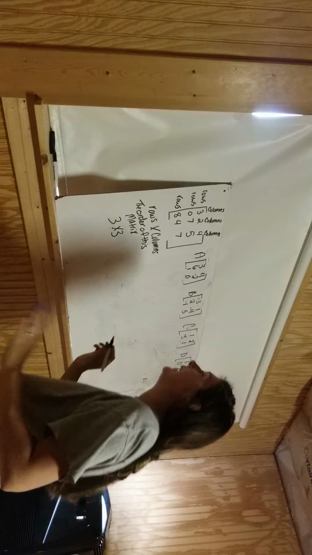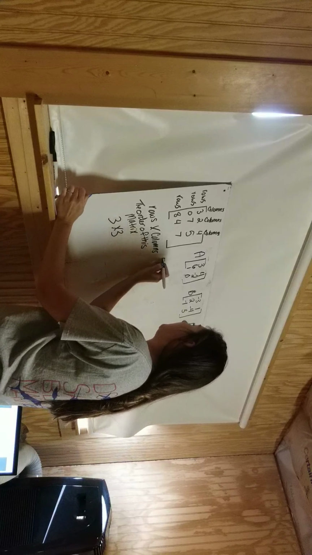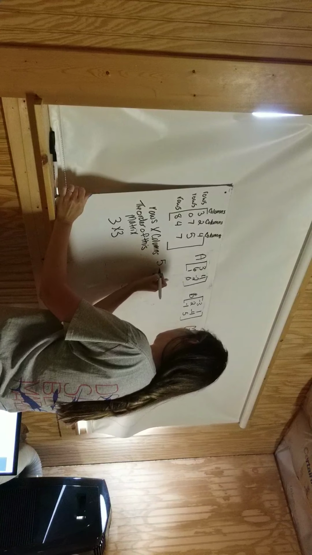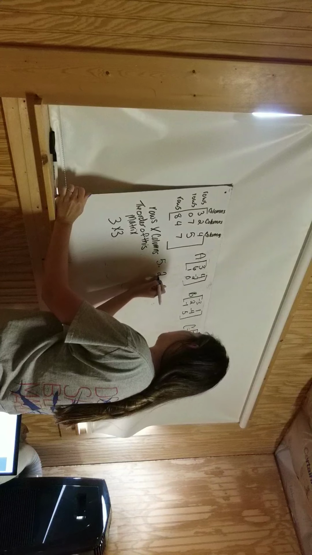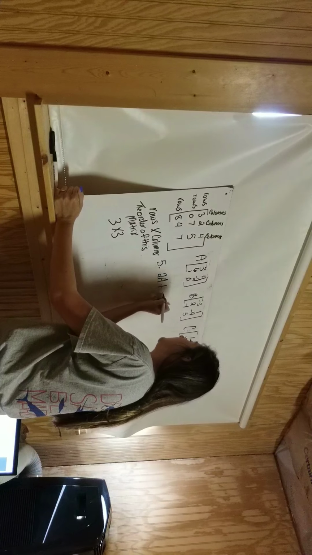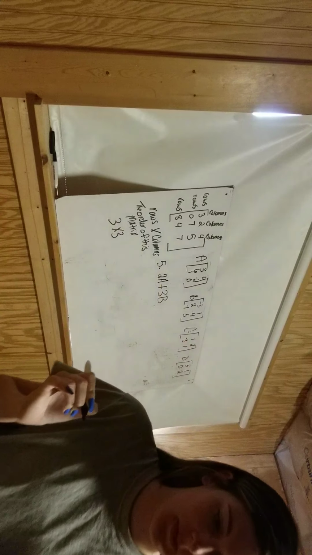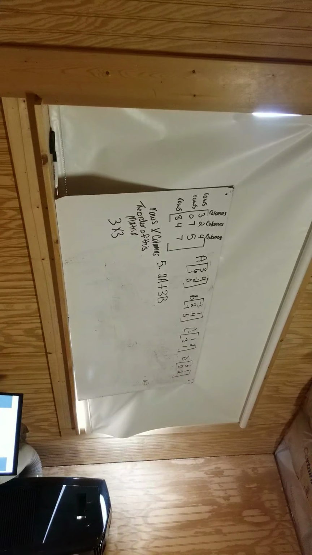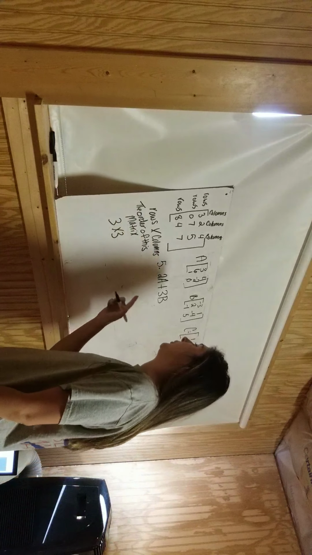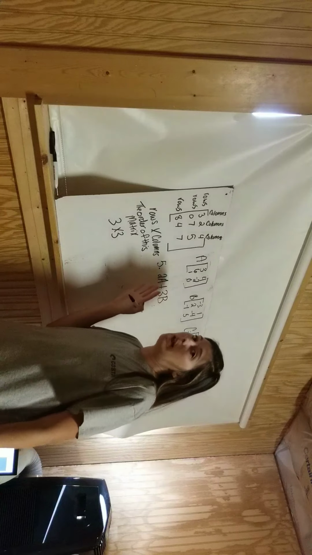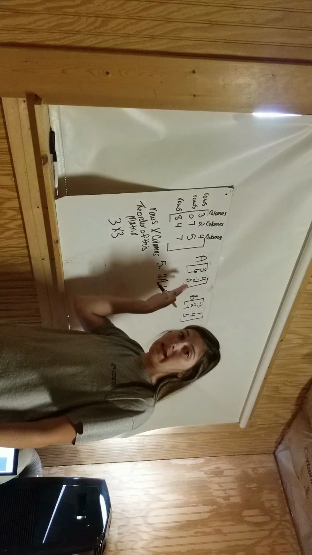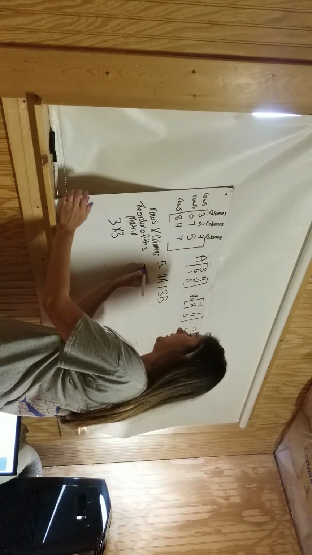Alright, on number 5, it says 2A plus 3B. Alright? Let's see if y'all can see me. Okay, that works. So we're going to take 2 and multiply it by everything in matrix A. Okay? So it's going to look like this.